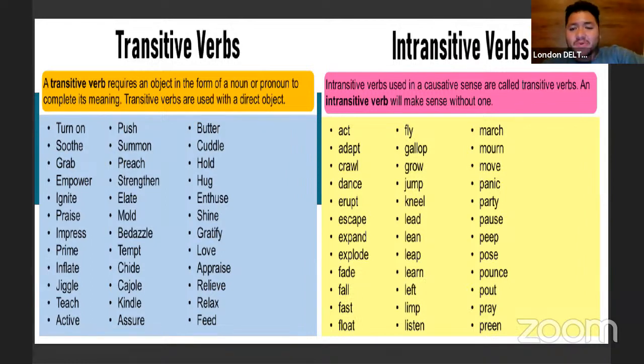So there are some verbs that can only be used in a transitive form, que es como importante saber, por ejemplo, raise es transitivo. Raise es para levantar cosas. And rise is intransitive, se levanta uno mismo. Do you have any questions?